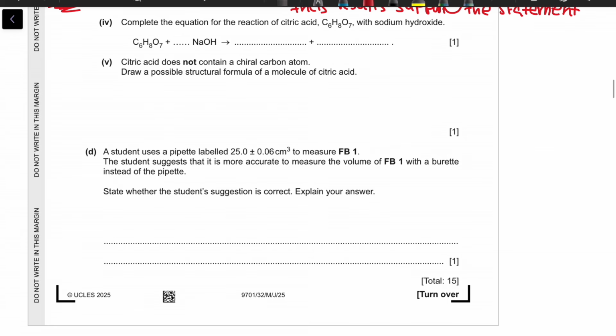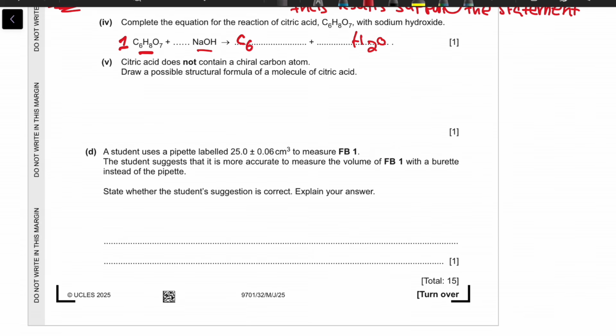Then it says complete the equation for the reaction of citric acid with sodium hydroxide. An acid and a base will always produce water, okay? Now, what is produced here is a salt. Since we have 1 mole of our citric acid, that means our salt must have C6 involved.